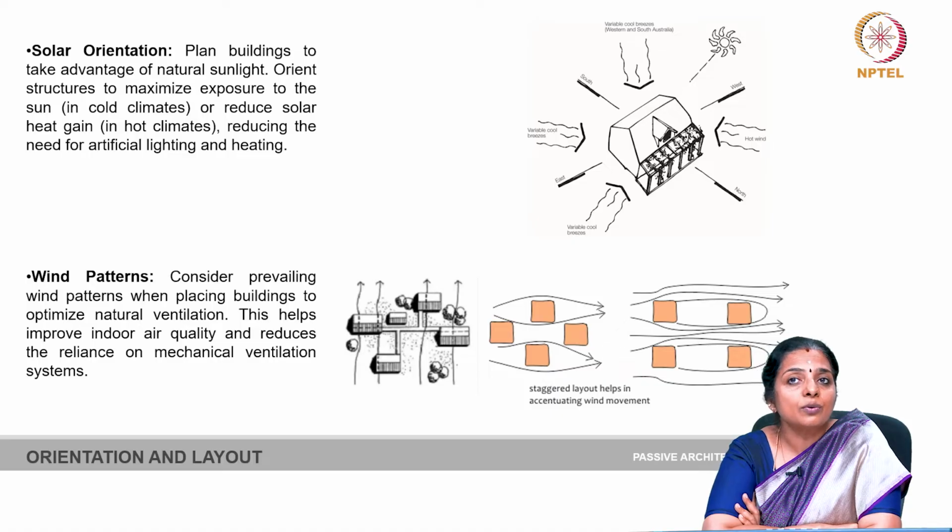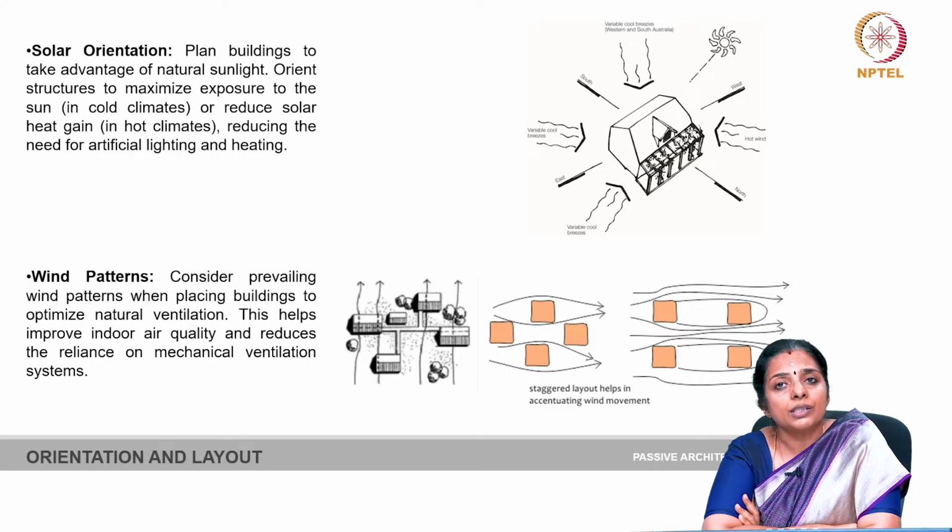Energy efficient use of sunlight reduces reliance on artificial lighting and heating, while proper solar orientation enhances occupant comfort. We need to take care to orient structures to maximize exposure to the sun in cold climates or reduce the solar heat gain in hot climates, while reducing the need for artificial lighting and heating.